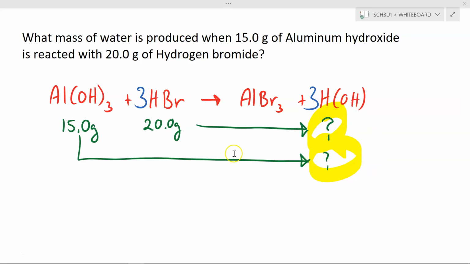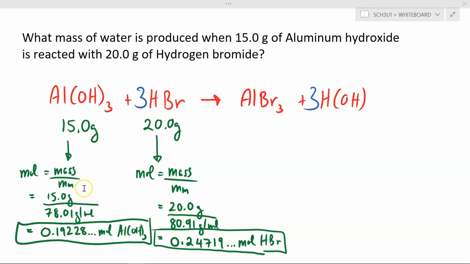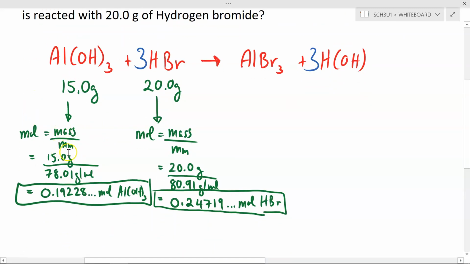produced. Now, as we saw before, we can't just go directly through our ratios because the mass ratios don't make sense, which means we'll need to take a detour into the land of the mole. If you recall, mole is equal to mass divided by molar mass. So the mass of the aluminum hydroxide is 15 grams.